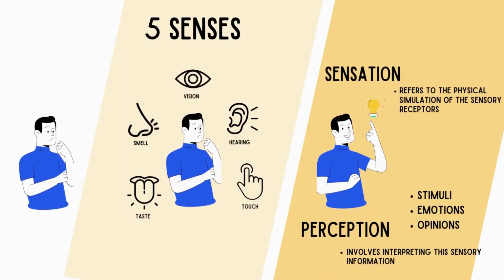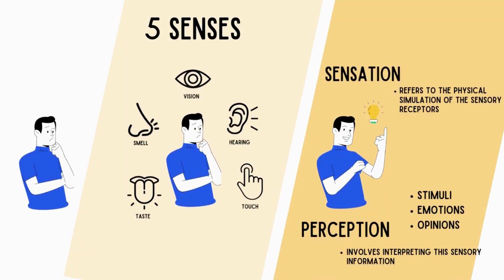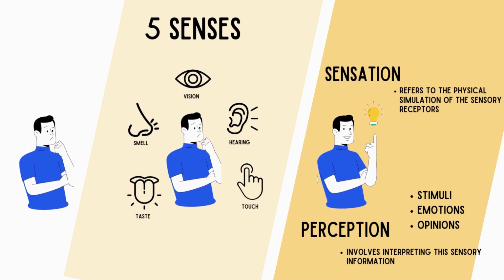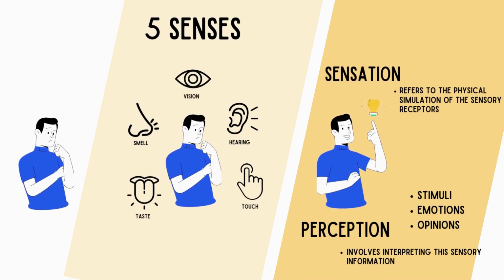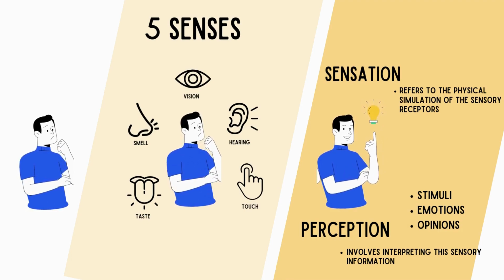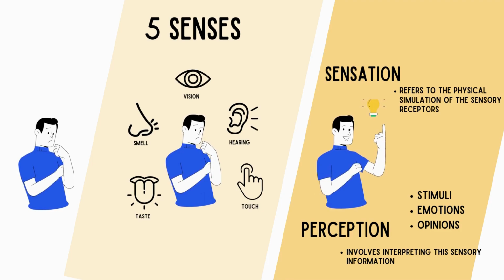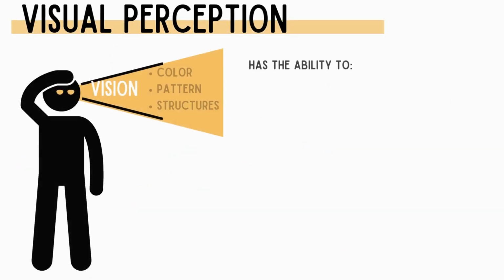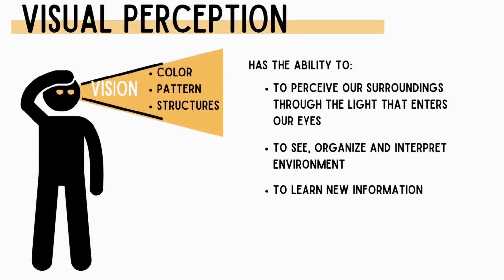In order to receive information from the environment, we are equipped with sense organs such as the eye, ear, and nose. Each sense organ is part of a sensory system which receives sensory inputs and transmits sensory information to the brain. Visual perception is the brain's ability to receive, interpret, and act upon visual stimuli. It can perceive our surroundings through the light that enters our eyes and learn new information.